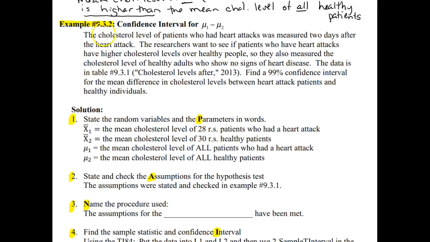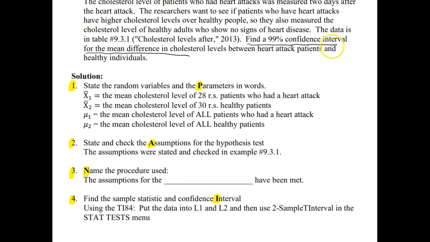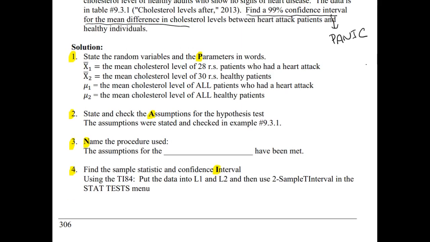So in example 9.3.2, we've got the same story as the last example, except now we're asked to find a 99% confidence interval for the difference in these means. For a confidence interval, we're going to follow through the acronym PANIC for 5 steps. And again, some of these we've already done. So the parameters are still the same as they were in the previous problem.